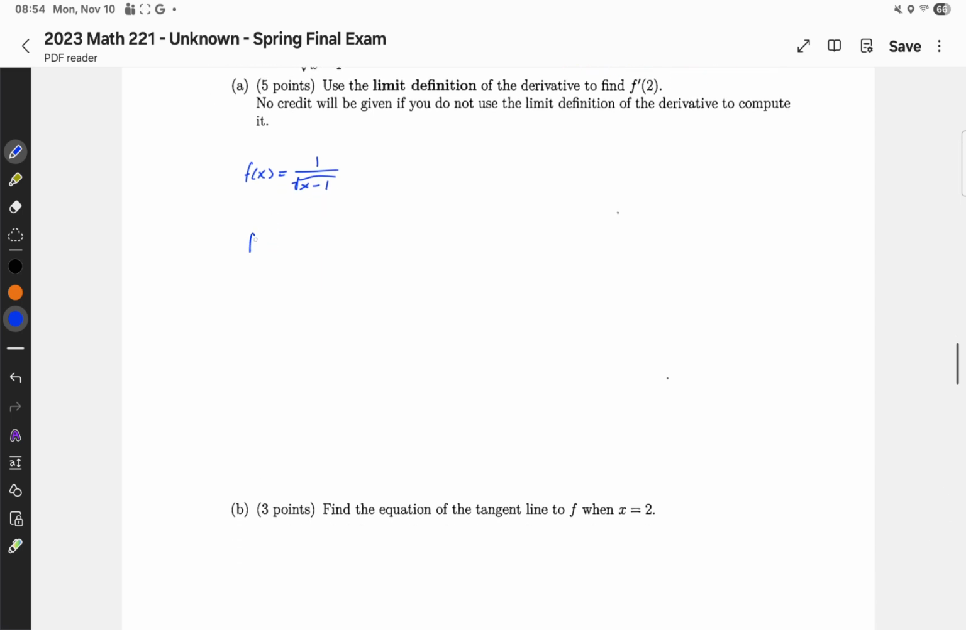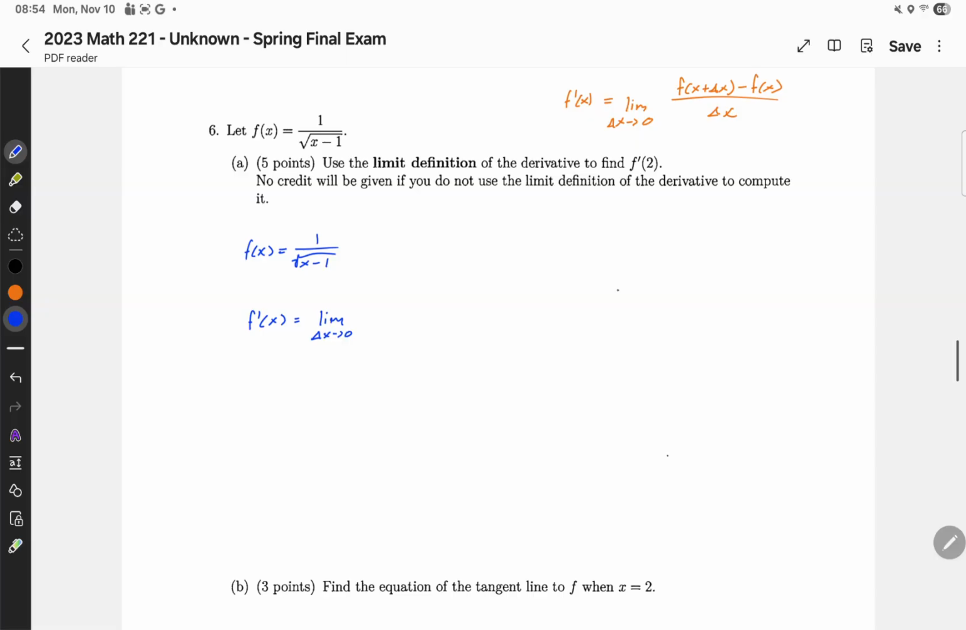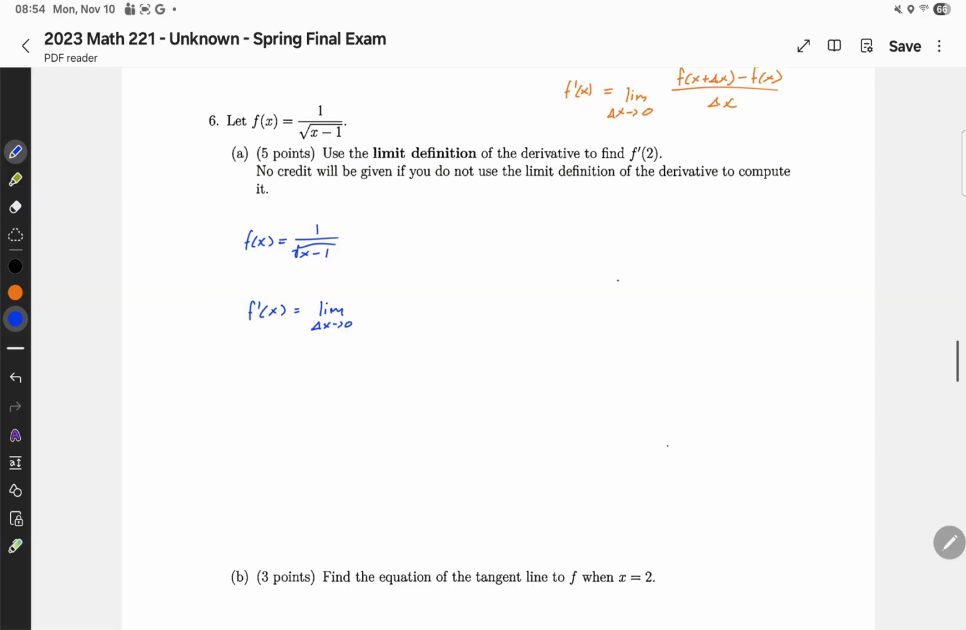So we have f prime of x is going to be equal to the limit as delta x approaches 0 of, I think I'm going to plug these in right away because we're going to need the space, f of x plus delta x, that's going to be 1 over the square root of x plus delta x minus 1. And then we're going to subtract from this 1 over just f of x, which is square root of x minus 1, all of this over delta x.